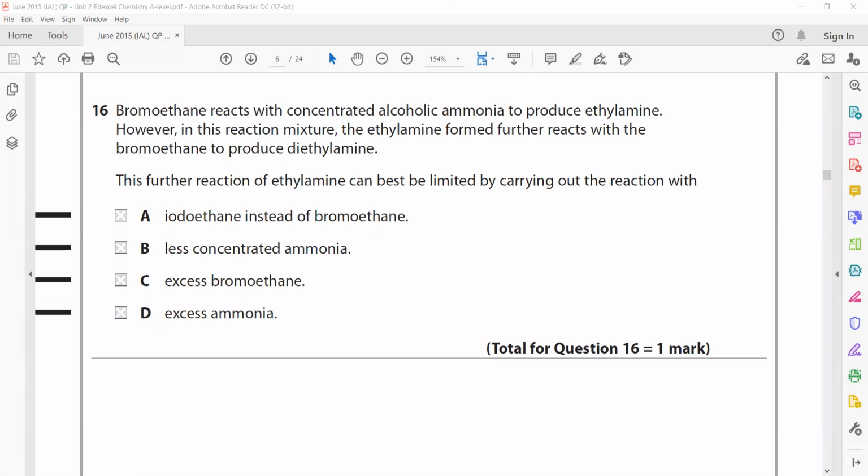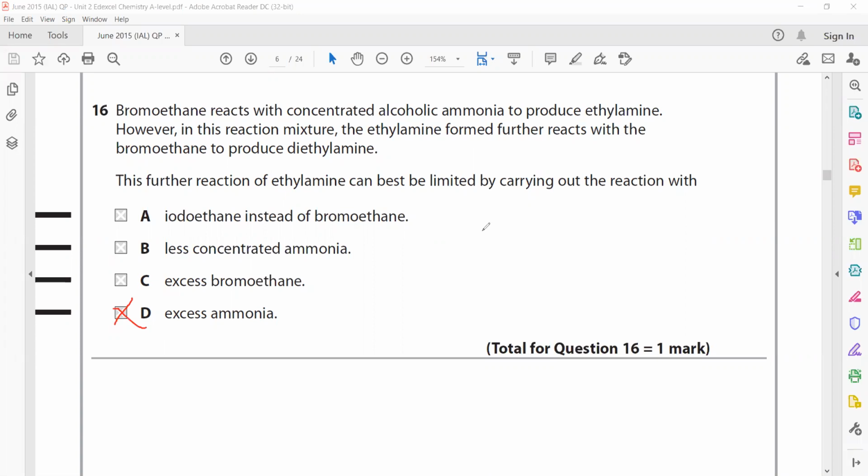For question 16, bromoethane reacts with concentrated alcoholic ammonia to produce ethylamine. However, in this reaction mixture the ethylamine formed can further react with bromoethane to produce diethylamine. This further reaction of ethylamine can be limited. So how can we limit this? If we use excess of ammonia, because first what is happening?